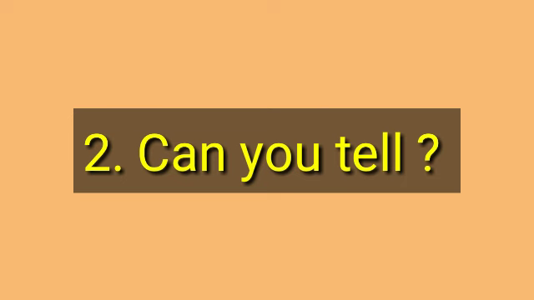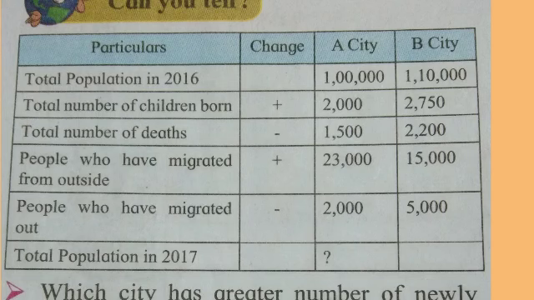Second activity, can you tell? Observe the table carefully and answer the questions. See the table. Particulars, change, that is plus or minus of a population in A city and in B city. First particulars is total population in 2016, then total number of children born. Next one, total number of deaths, people who have migrated from outside. Then next, people who have migrated out. And the last one, total population in 2017.